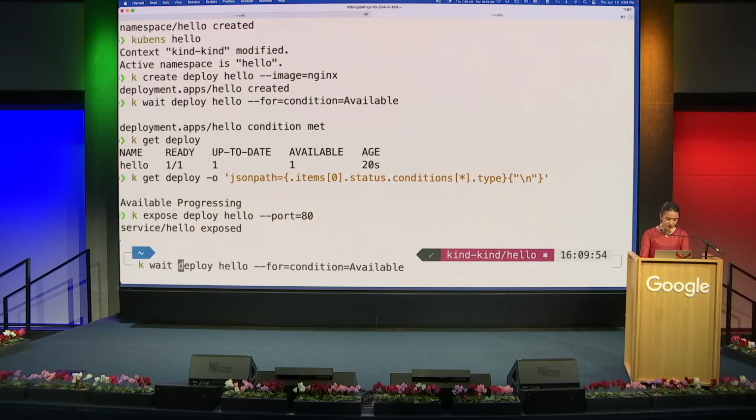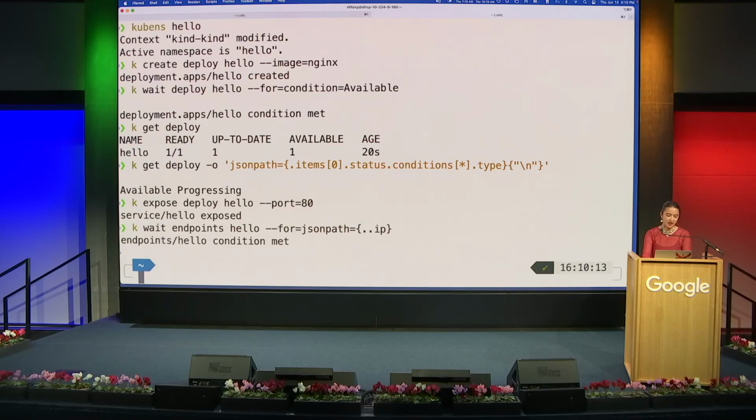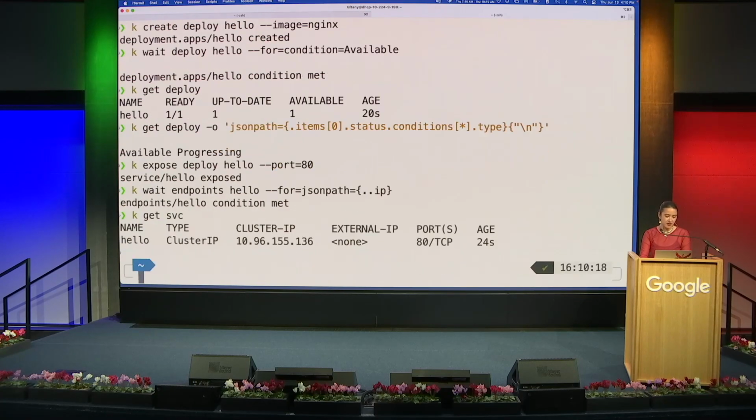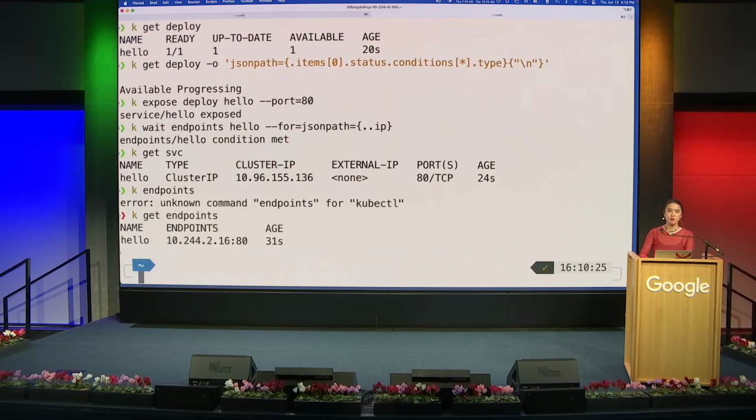Then I can wait for the endpoints. As of, I believe, 1.28, instead of having to know exactly where, like .spec.something, to find out where the IP is, which could be kind of annoying, here you can just use .. and it'll actually find where that is. So you can wait for your endpoints, and then if I did a kubectl get service and kubectl get endpoints, we can see that we have that there.